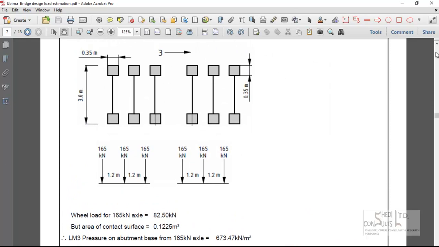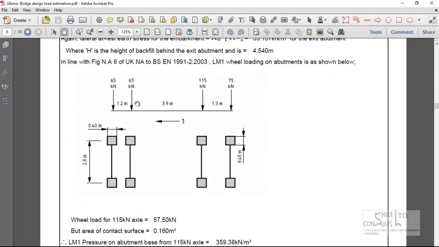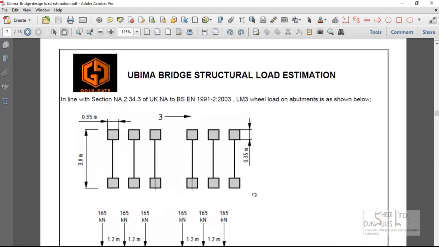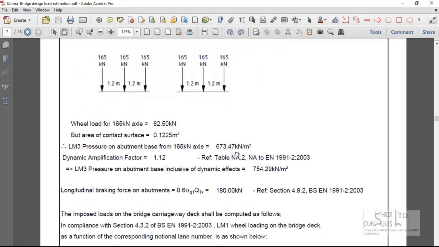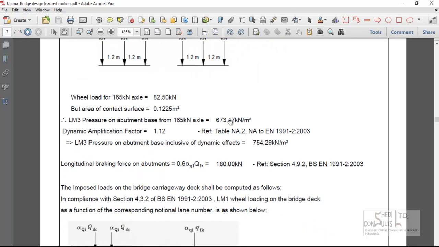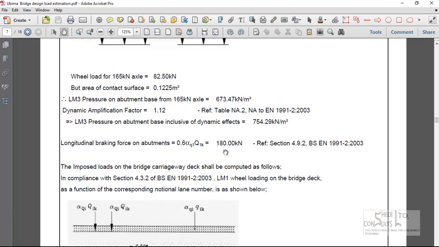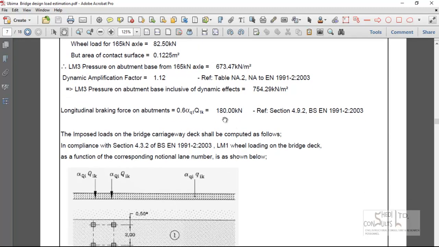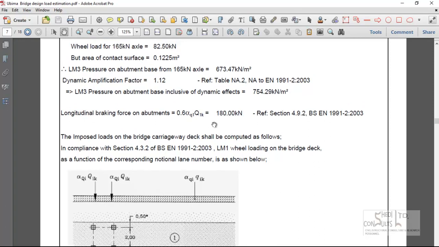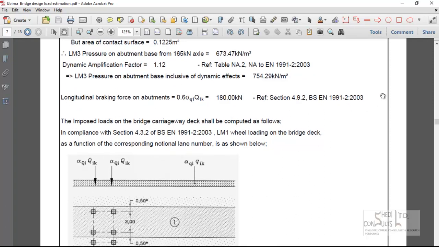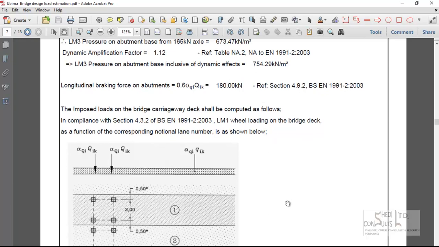So this is load model 3, and then this is load model 1. So there's load model 1 for design of abutment, and there's also load model 3. You must apply these two critical load models in the engineering design of an abutment. The code also specifies that longitudinal braking force should be catered for in the design of abutment. The braking force, which acts tangential to the surfacing of the bridge deck, is computed as 60% of the vertical load, in compliance with this section of the code, 4.92.